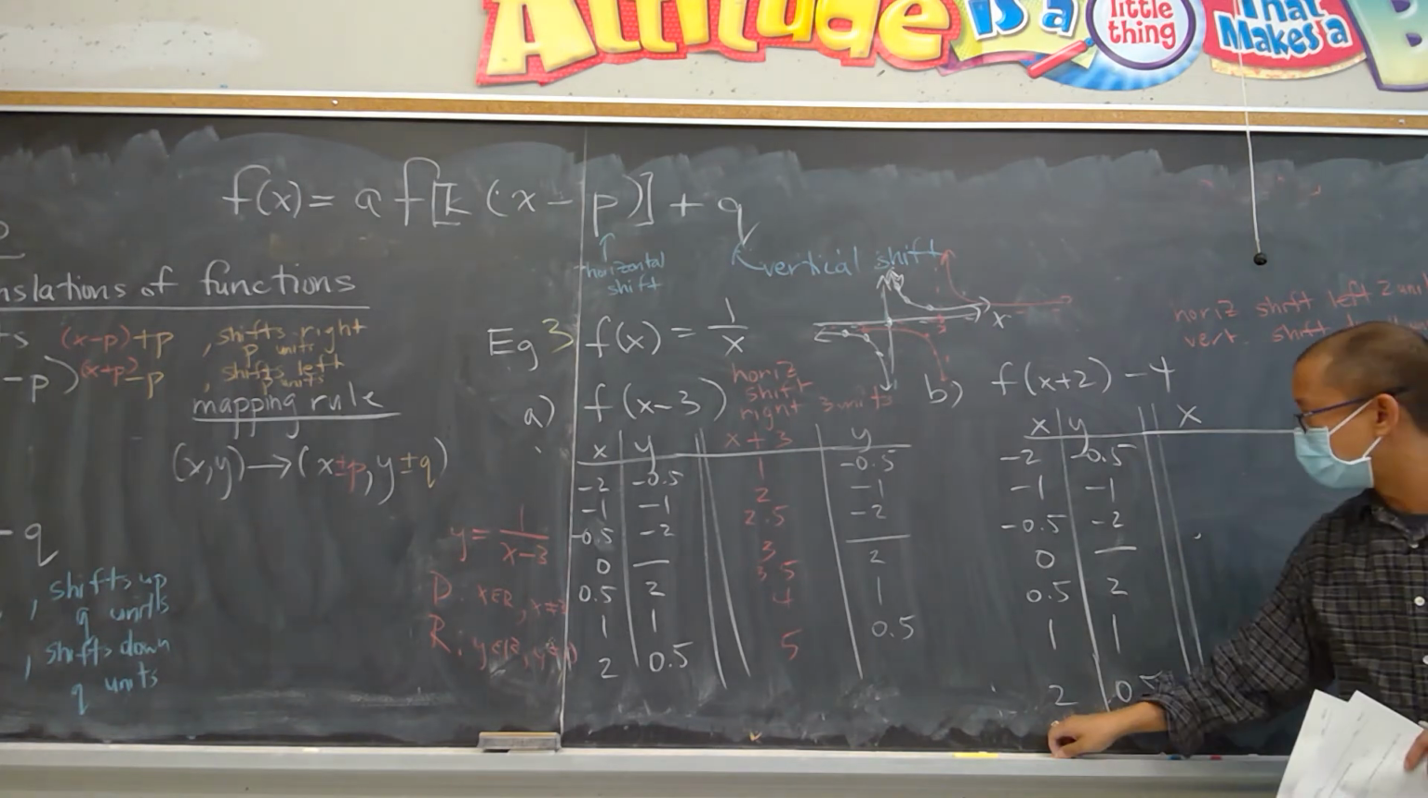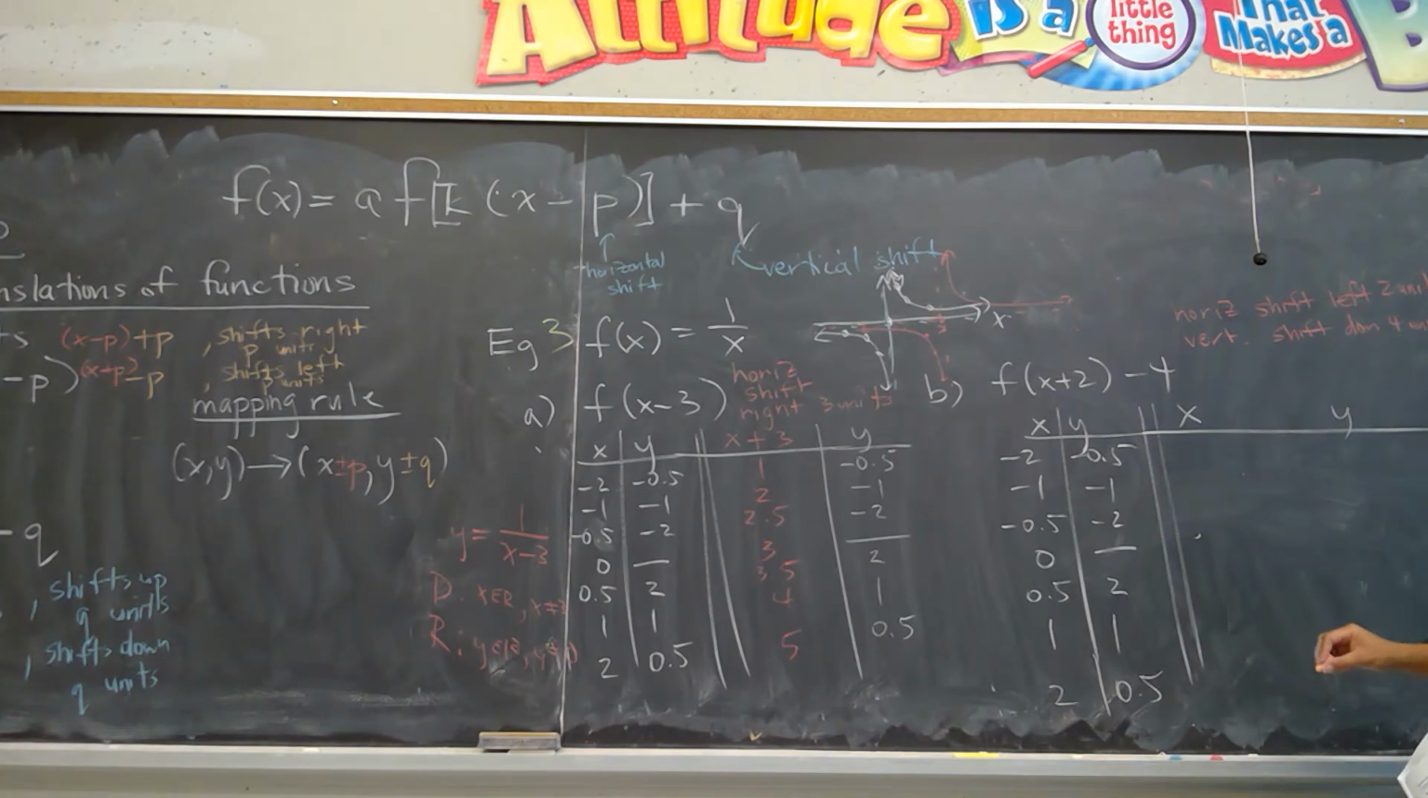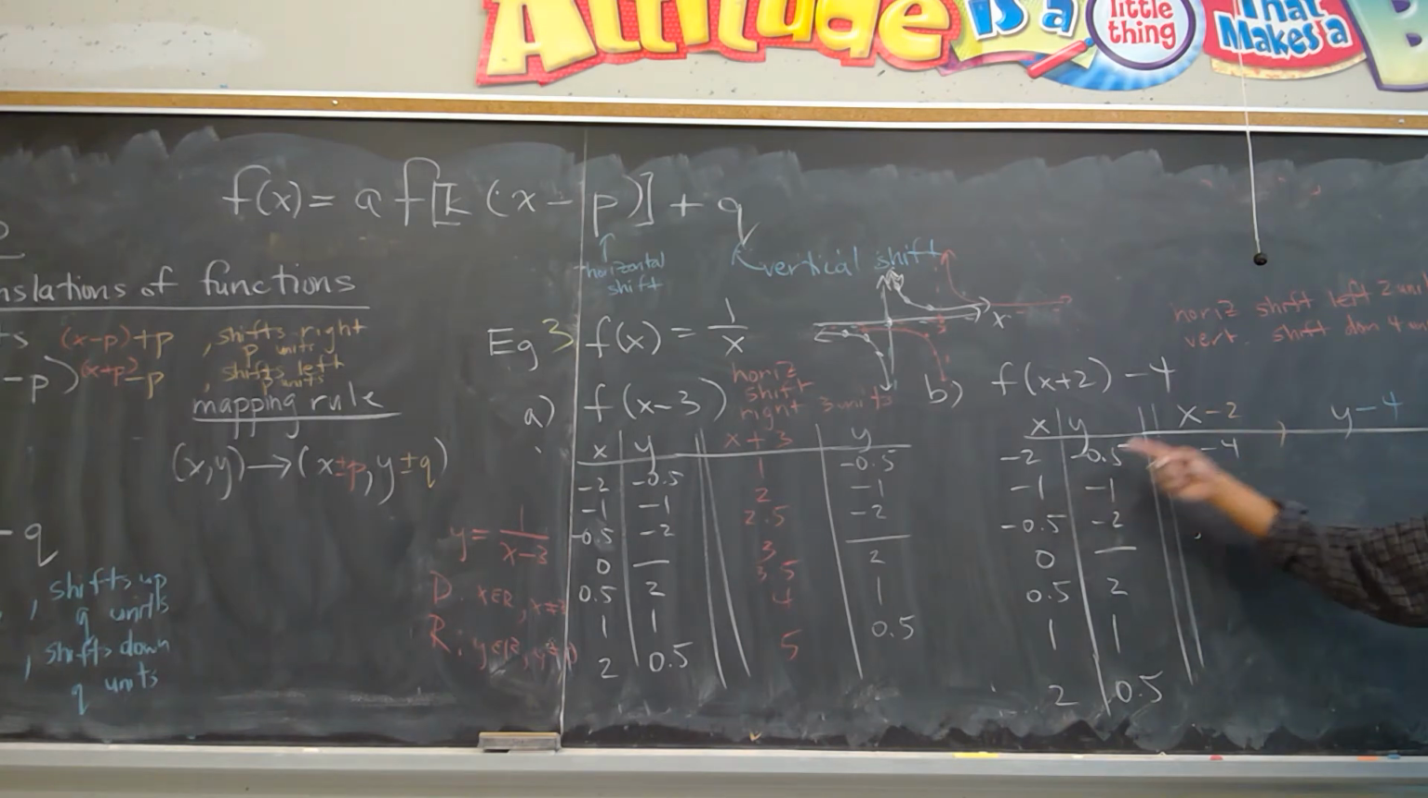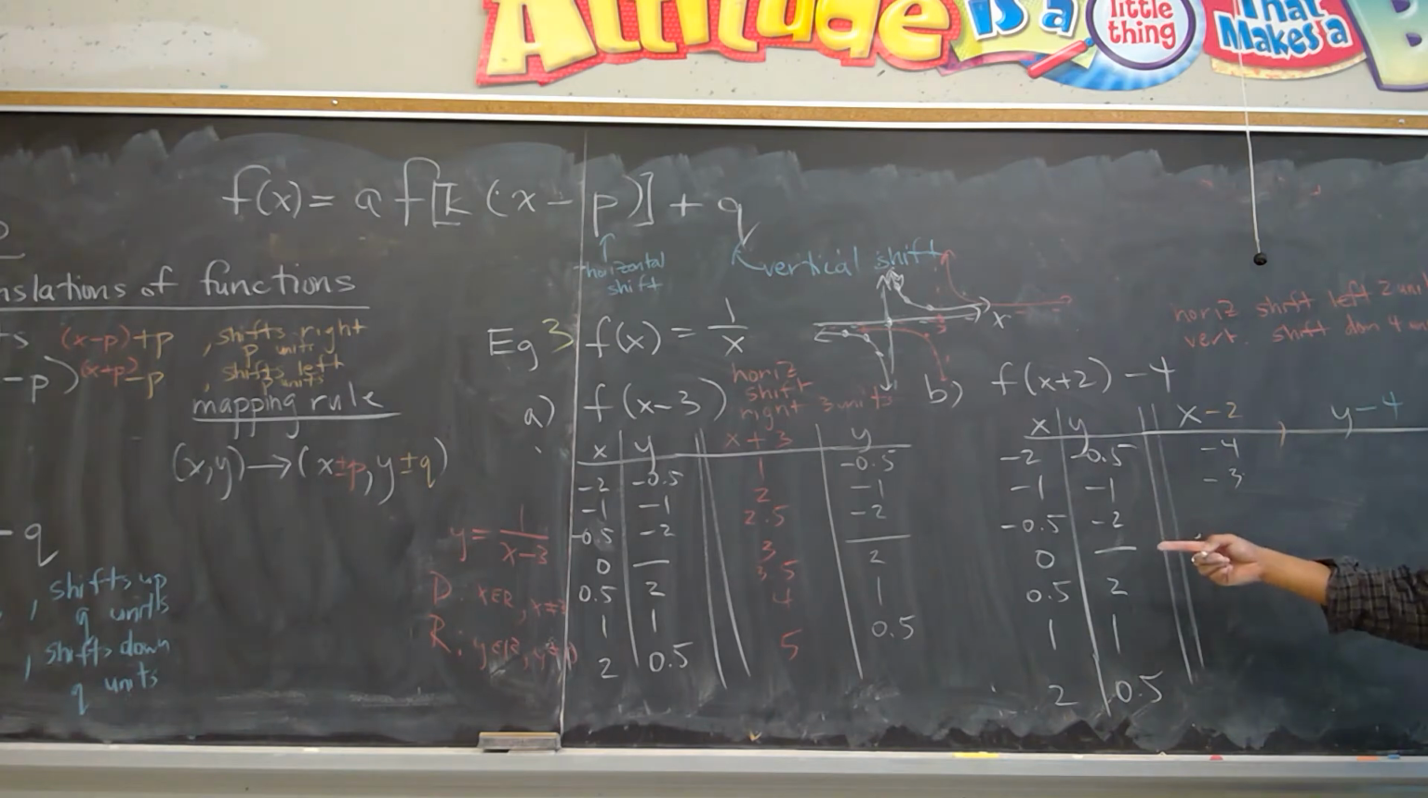And so just to show us what we're doing here, left 2 units. This one's going to be -4. I think that's right. So let's just do this. -2 minus 2, that's -4. -1 minus 2 is -3. What is that? I can't do that. I don't do it this way.